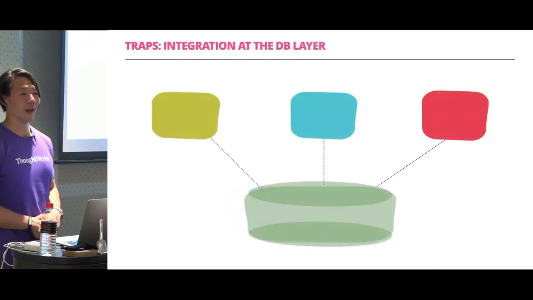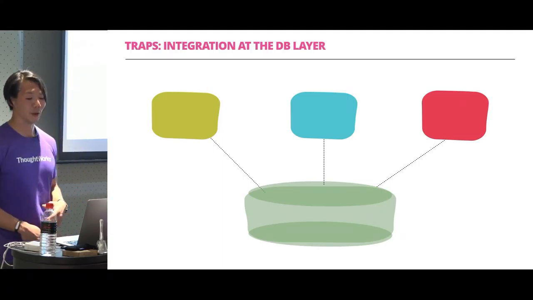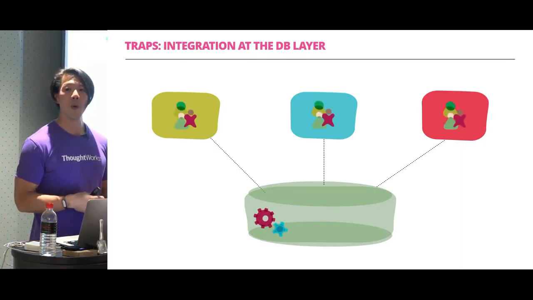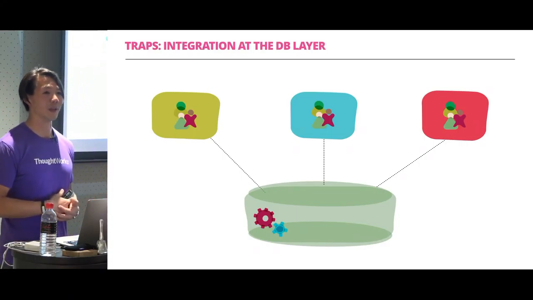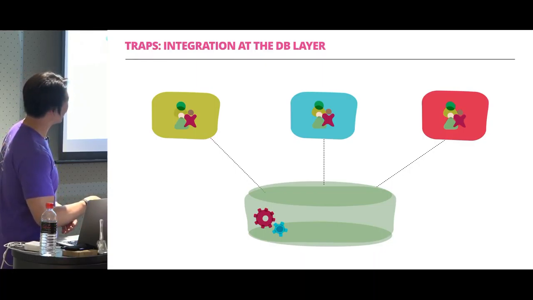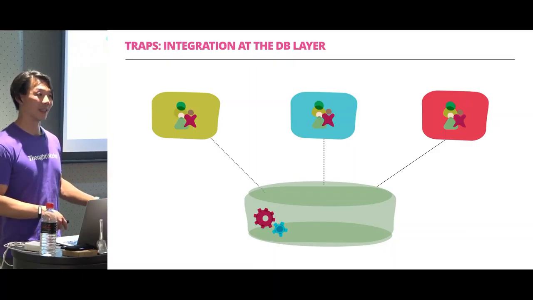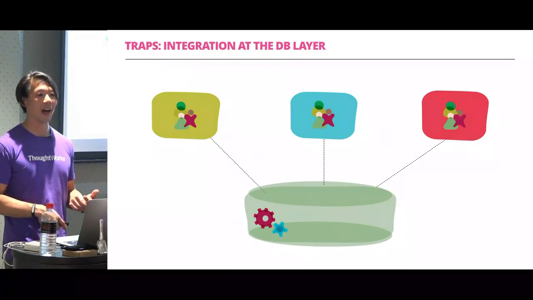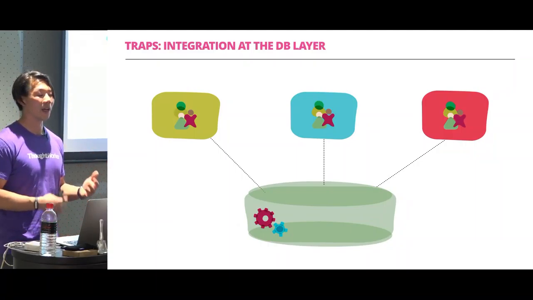Another trap a lot of people fall into is this idea of integration at the database layer. In this example, we have three different applications, and they're using the same database. Now, what happens if one of these applications wants to change a database table that the other applications are using? Well, you have to be really careful, because if you introduce a breaking change, you really have to synchronize with two other applications, which may be run by two different teams or two different organizations, and you can't really do that. So this is where thinking about API integration is a lot better, because you can abstract away the implementation details, and you're less coupled.